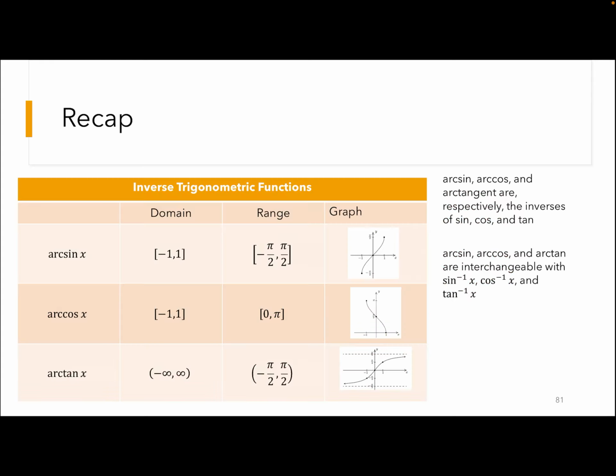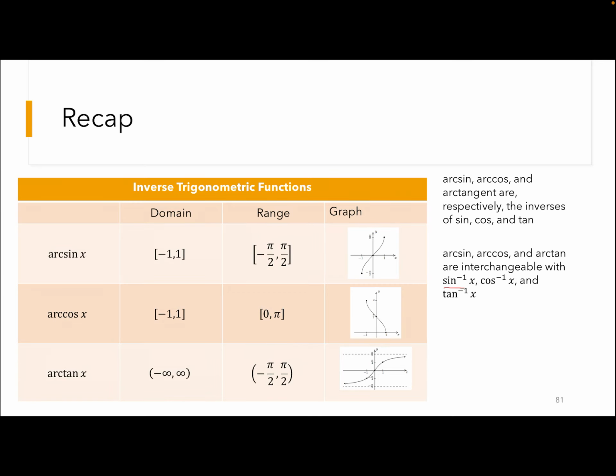Quick recap: we have the arc sine function, domain -1 to 1. Arc cosine function, domain -1 to 1. The range for the arc sine function is -pi/2 to pi/2. The range for the arc cosine function is 0 to pi. For arc tangent, the domain is from -infinity to infinity, and the range is -pi/2 to pi/2, exclusive, not inclusive. You can see the graphs for each one of those. And the last thing is these three functions are interchangeable with arc sine, arc cosine, and arc tangent. They mean exactly the same thing.